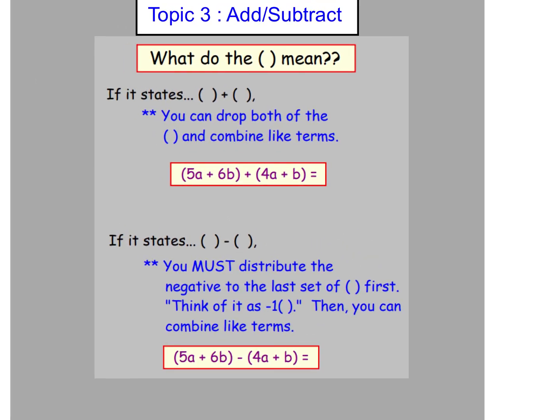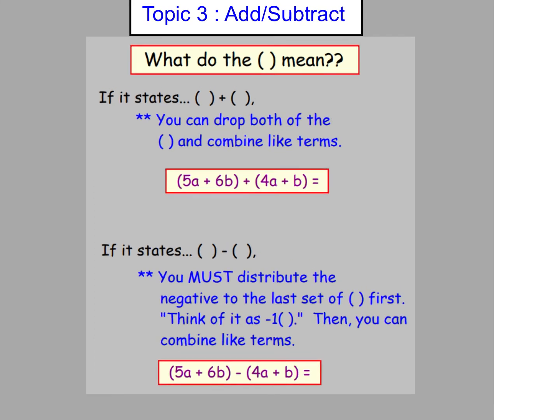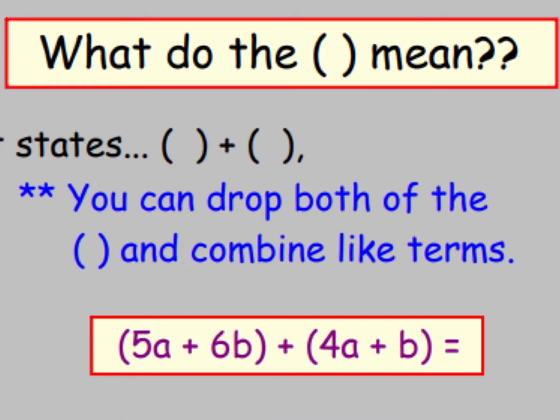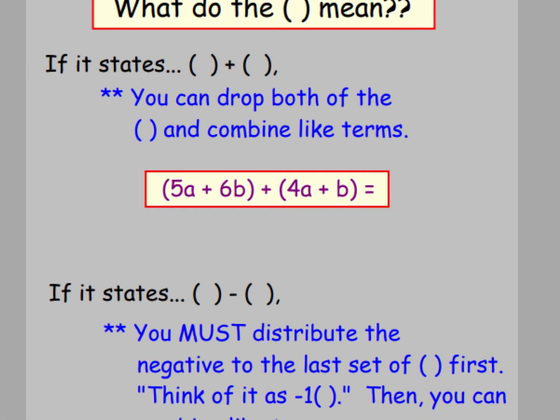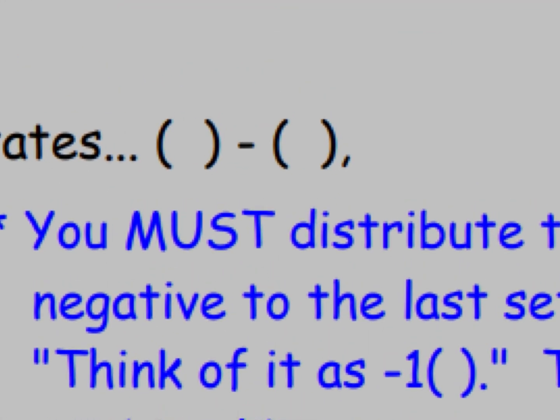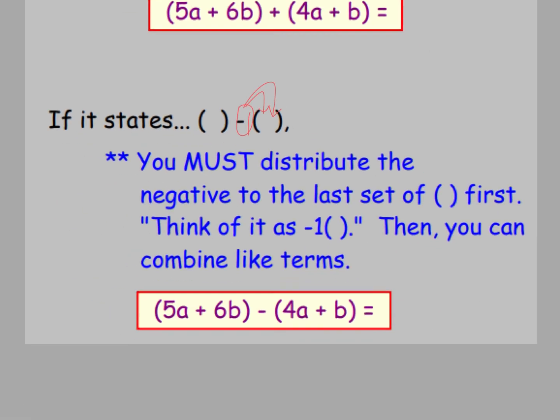Okay. So what do the parentheses mean? Well, there's a big difference between parentheses that have a plus between them and a parenthesis that has a minus between them. Why? Because that minus has to get distributed. If it was a negative 1, you would know you have to distribute it to both things. That's what it really is. When there's a negative in front of a parenthesis, there's really a negative 1 in front of the parenthesis and it has to get distributed in.